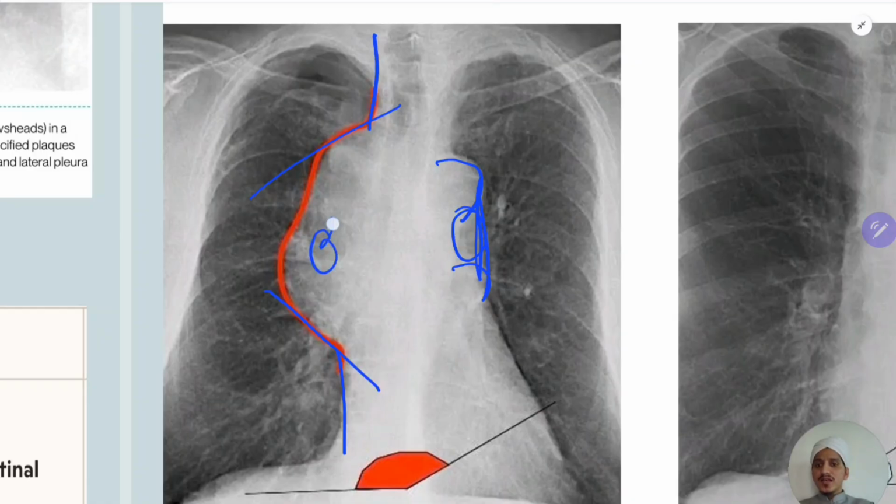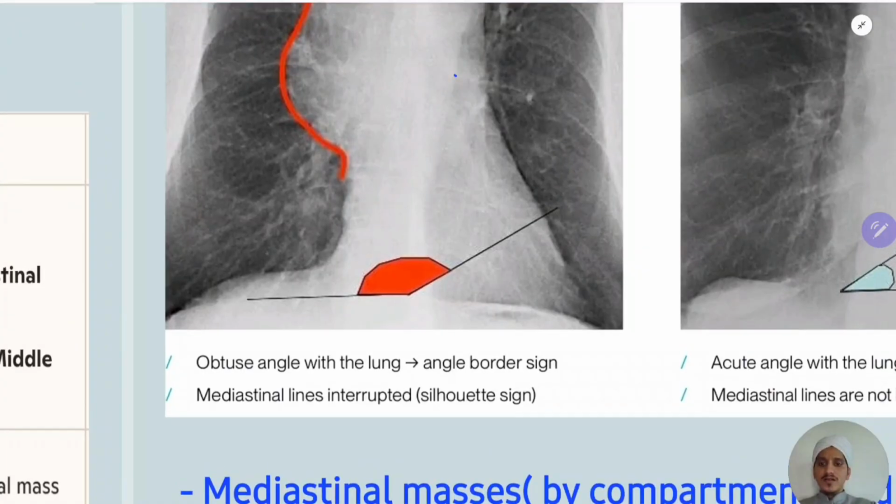Again the hilar silhouette sign is present, so the mass is present in the middle mediastinum. Obtuse angle with the lung border sign is present, middle mediastinal lines are interrupted, silhouette sign is present, so it is a mediastinal mass in the middle mediastinum. So what is that mass? We need to confirm it with a CT scan or MRI scan.